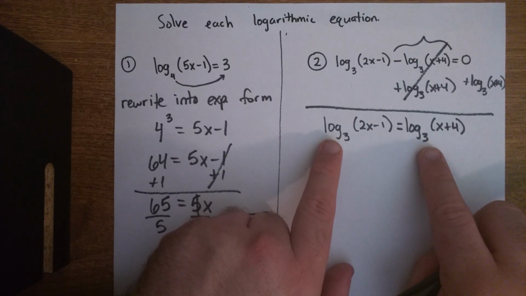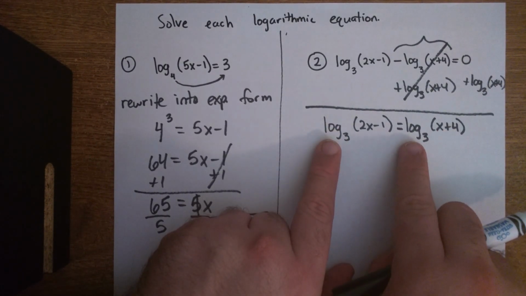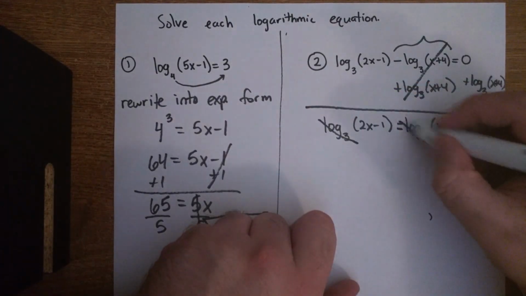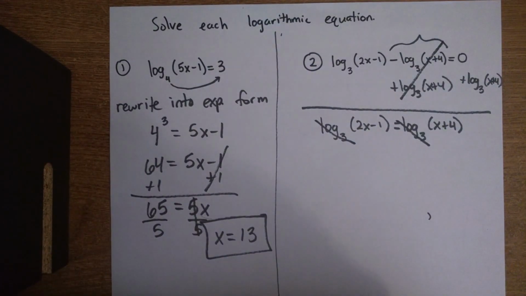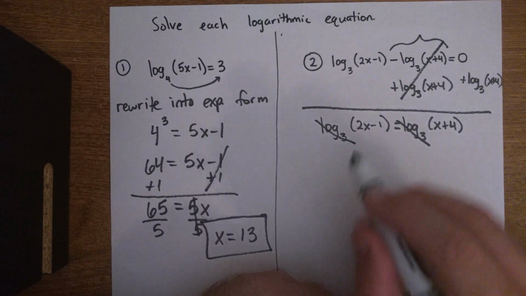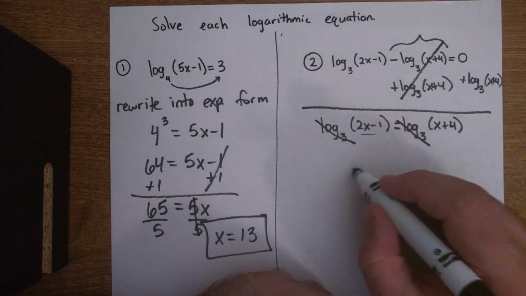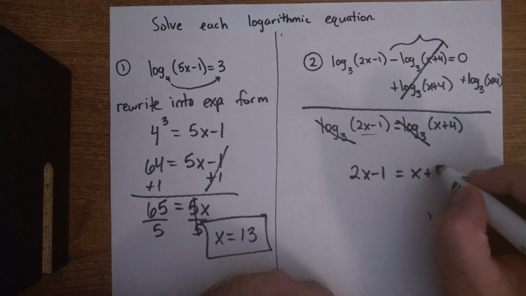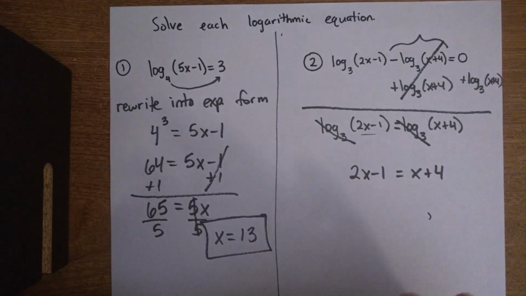Can I do that in this problem? Yeah, because both sides have log base 3. So what we're going to do is, these are gone. We can go ahead and just simply remove them. But what does that leave us with? Well, the insides. And this becomes a very simple problem. 2x minus 1 equals x plus 4. And you should know how to solve this one.